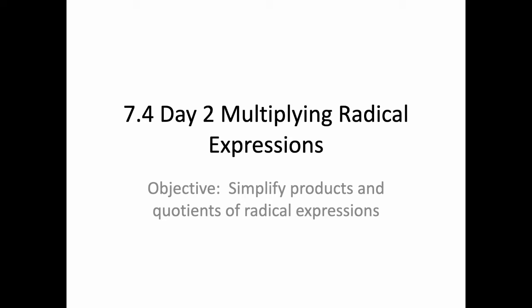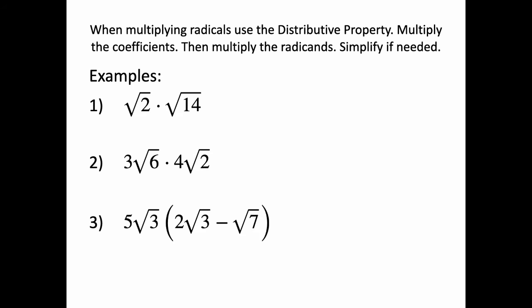Welcome to section 7.4, day 2, multiplying radical expressions. Today's objective is to simplify products and quotients of radical expressions. So when multiplying radicals, we use the distributive property, we multiply the coefficients, and then we multiply the radicands. And then we simplify if needed. As long as we're just dealing with square roots or cubed roots, this is how we go about it.